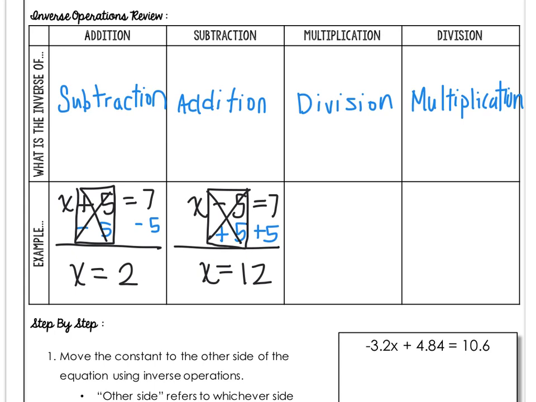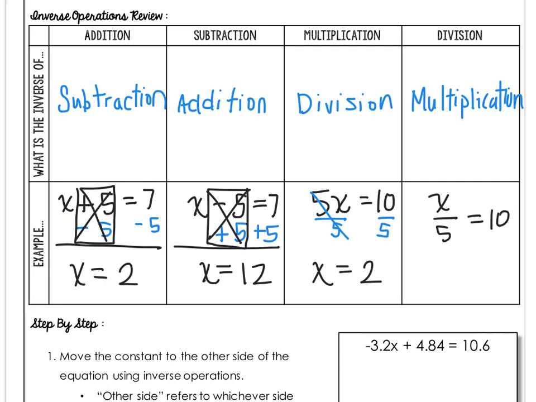For multiplication, 5x equals 10. Remember, that means 5 times x equals 10. So the inverse of multiplication is division. I'm going to divide both sides by 5. 5 divided by 5 is 1, or 1x, equals 10 divided by 5, which is 2. If I check my answer, 5 times 2 equals 10. So that checks out.